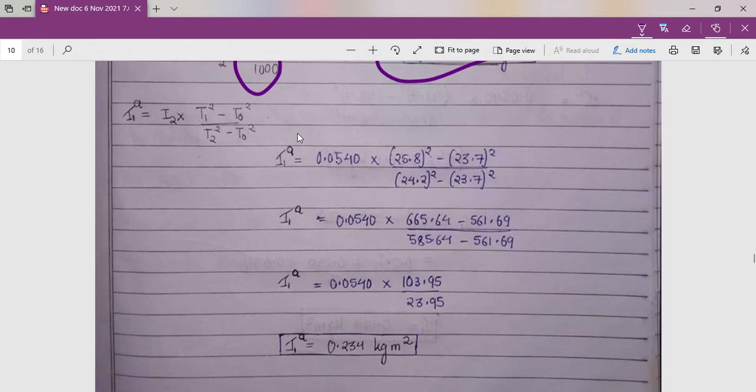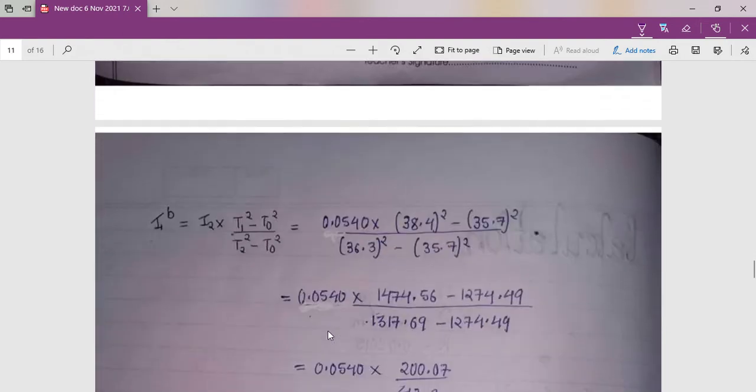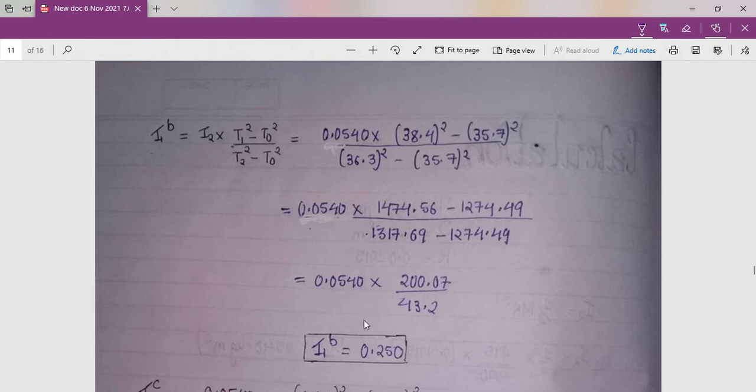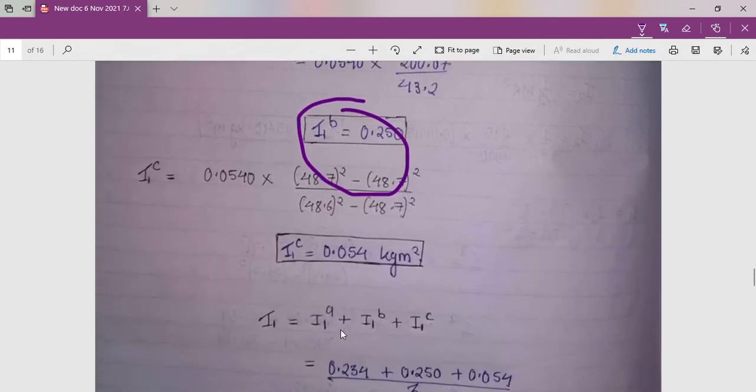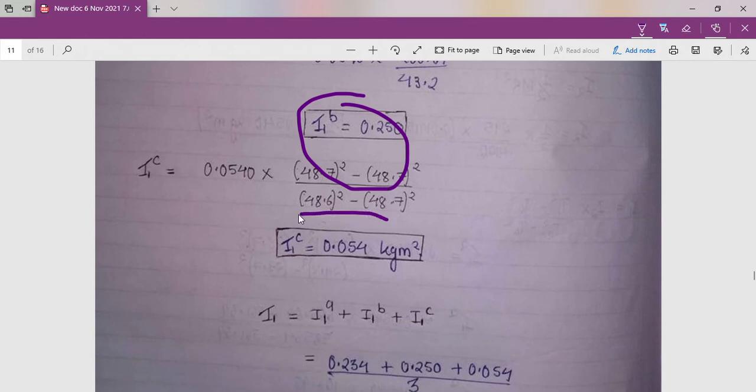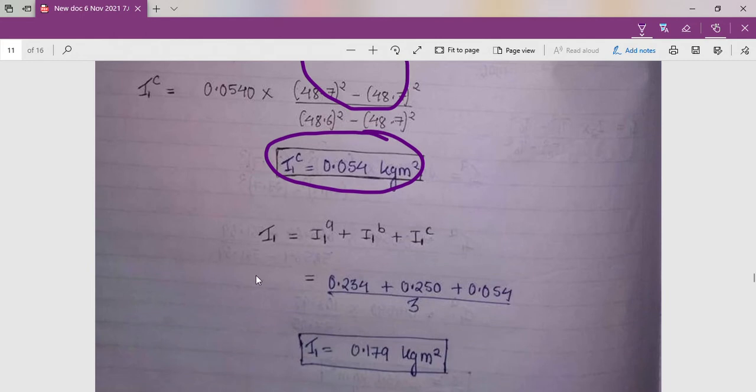We know the time period for 3 times. So on putting the values of all, we get I1A equals this, and I1B equals 0.0250, and I1C. On adding I1A plus I1B plus I1C, we get I1.